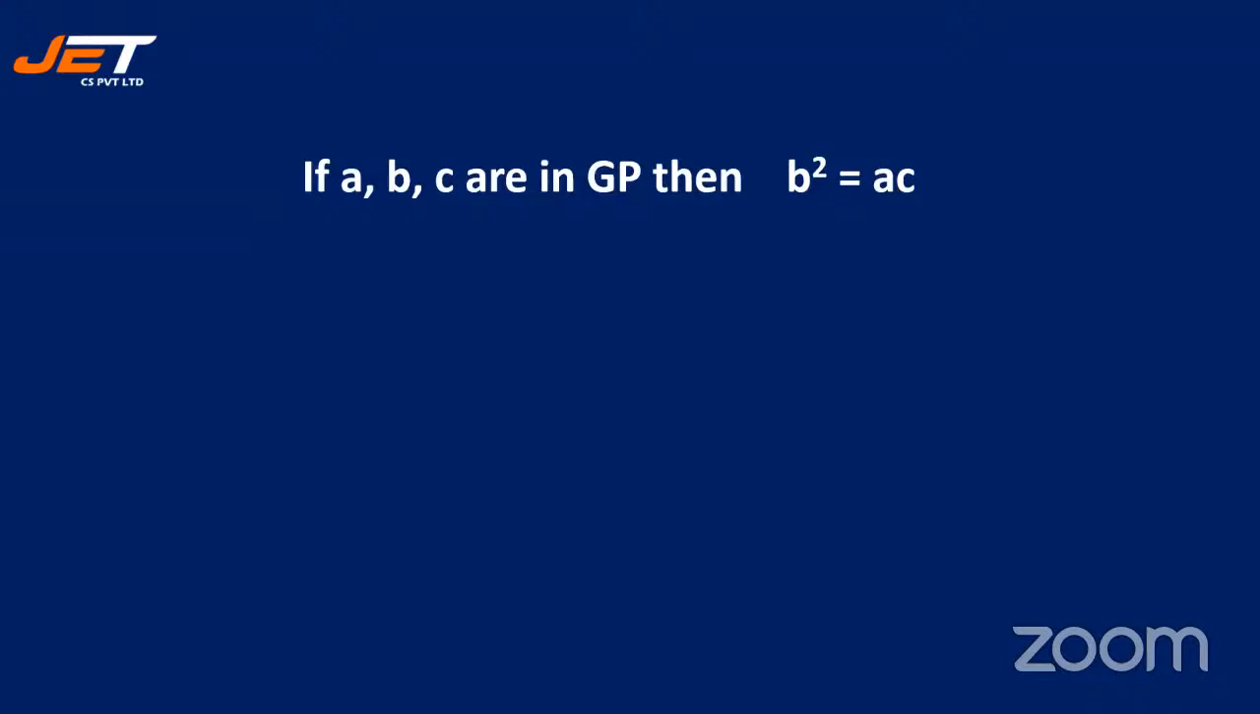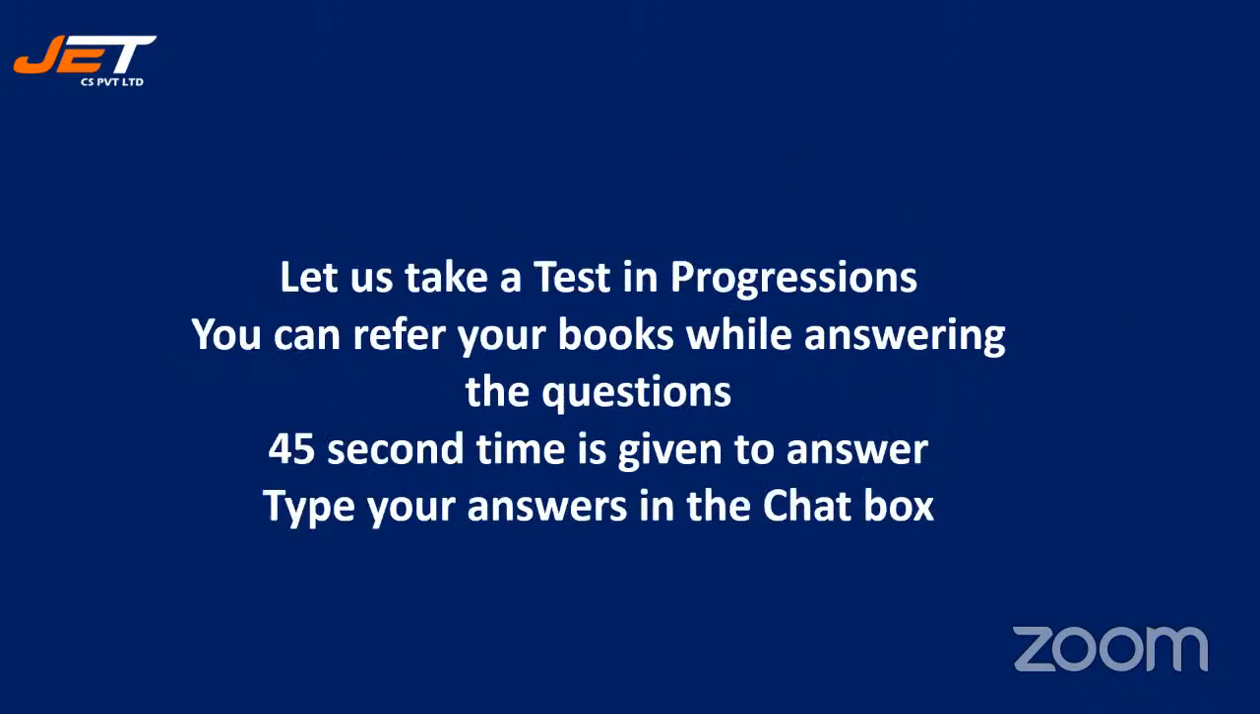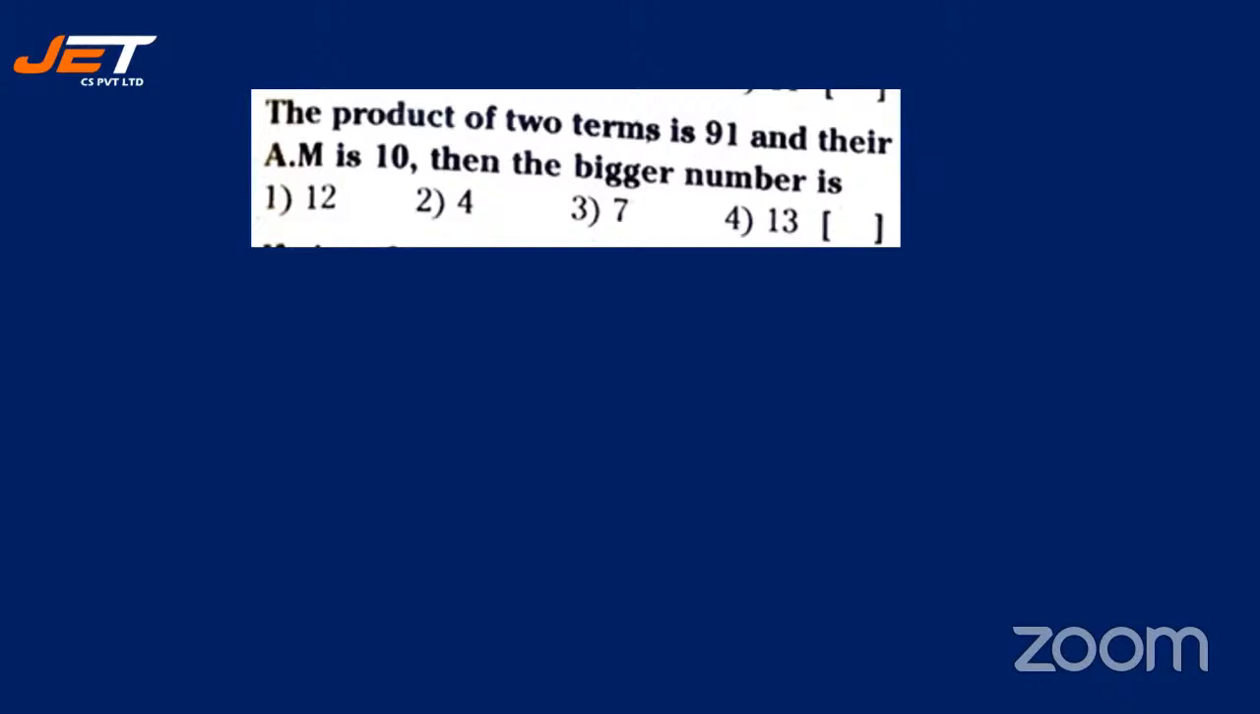You can put your answers in the chat box. Being the first question, probably we'll do it together, and after that you can start answering in the chat box. The first question: the product of two terms is 91 and their arithmetic mean is 10. Then the bigger number is dash.